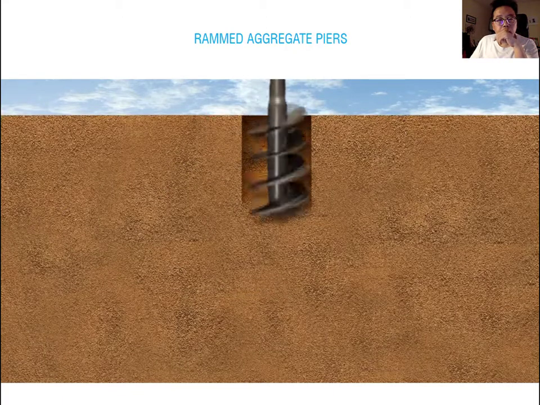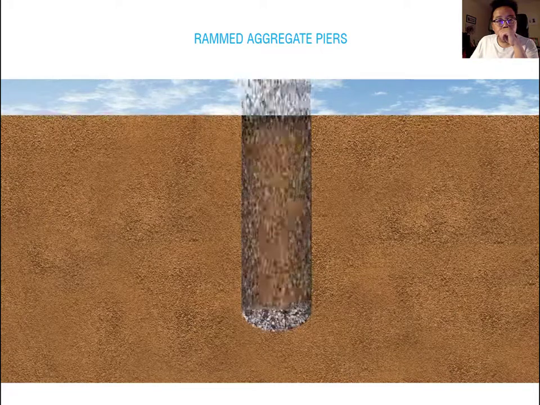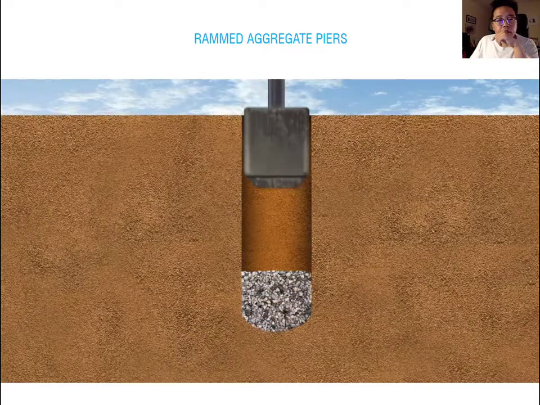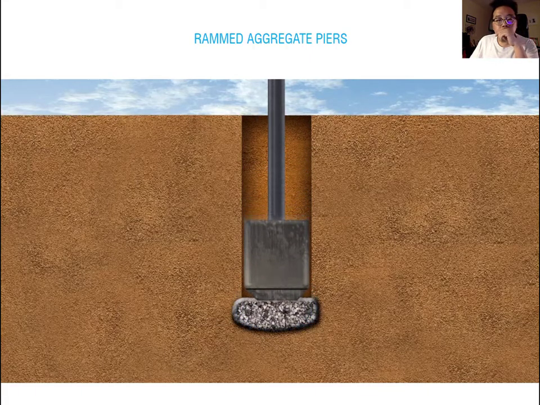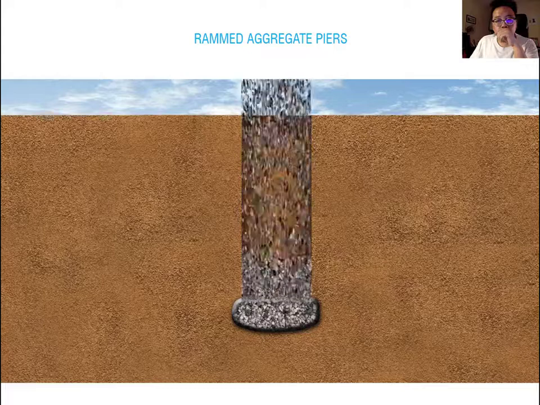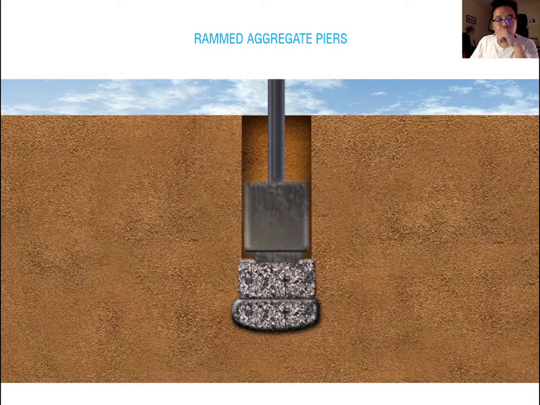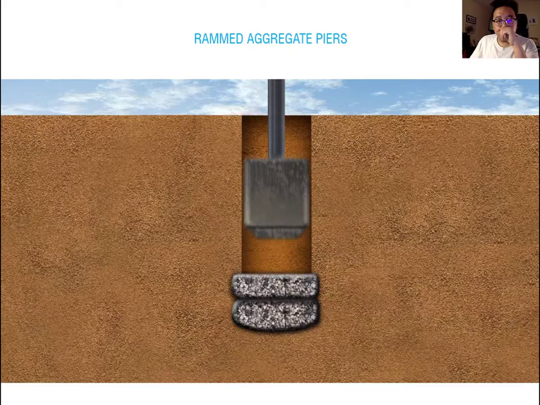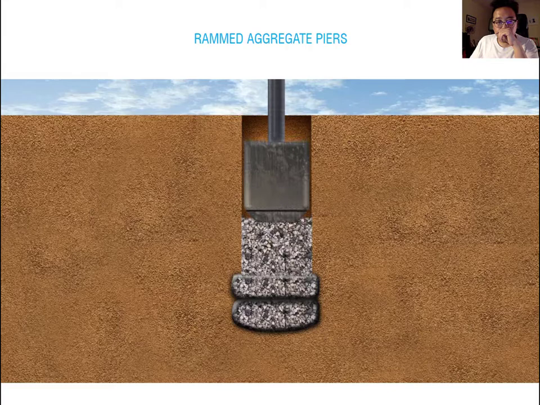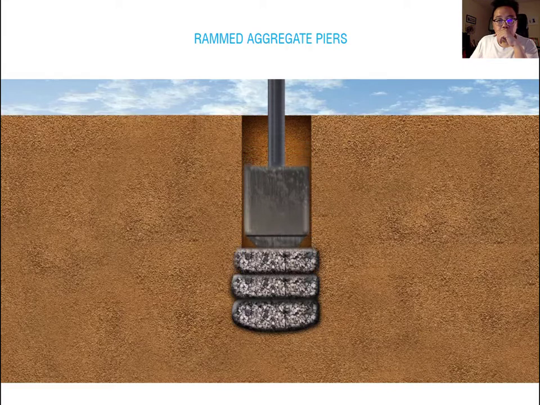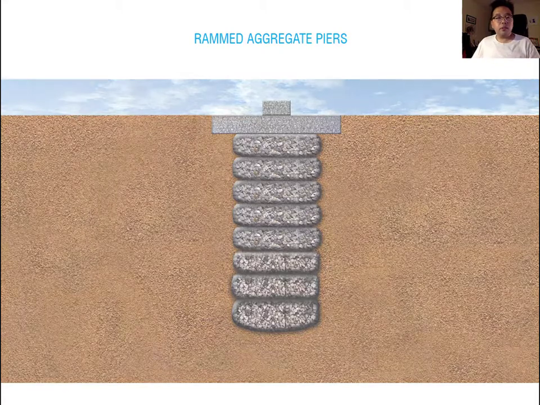Okay, first drill the hole and pour the aggregate, and use the compactor, then add another aggregate and use the compacting machine. So another aggregate, compacting machine, to make the continuous deep foundation pier.